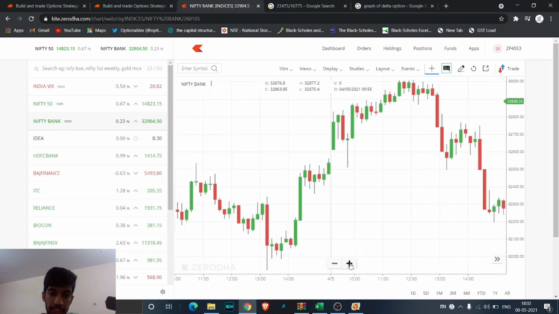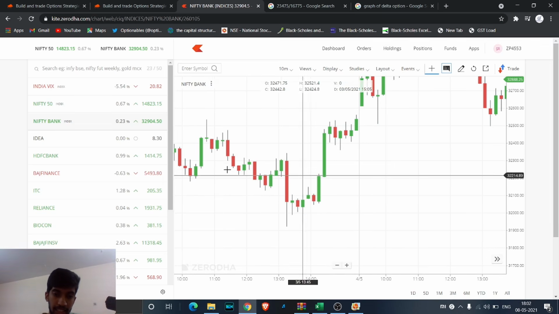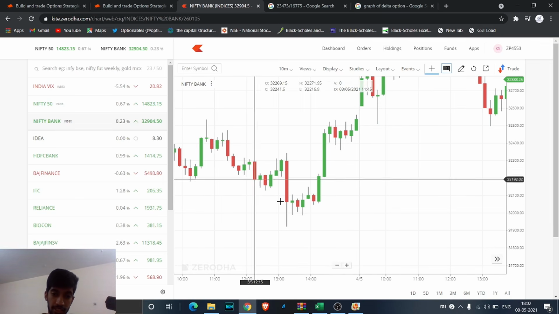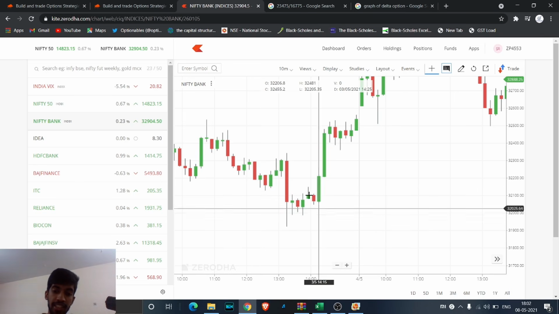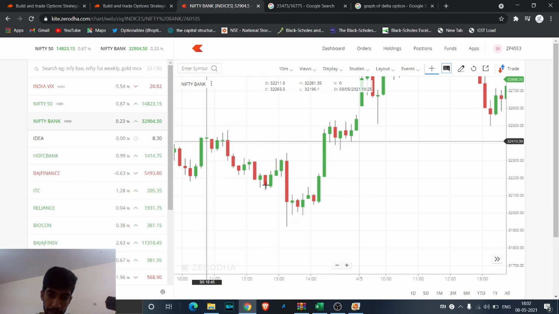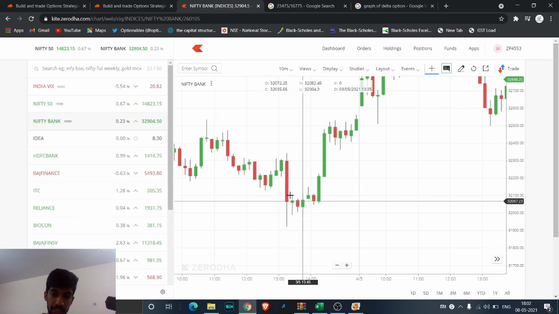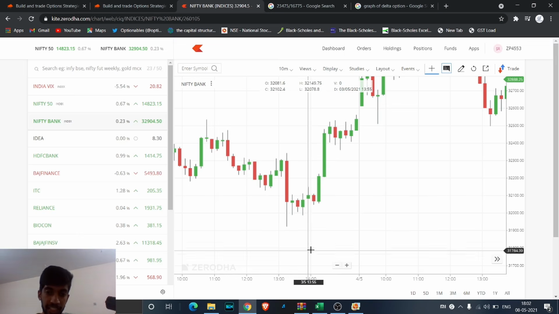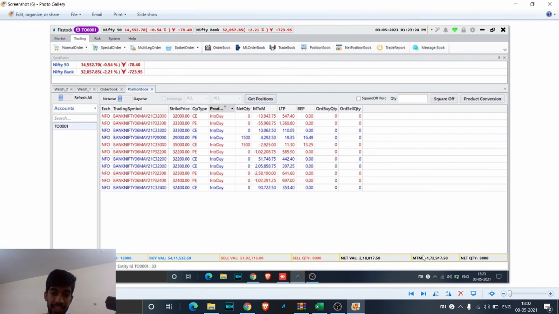You can see here, usually we take afternoon trades, right? So the market fell and there was a bounce back. It came down here, triggered the PE stop loss, bounced back. When there's a V-shaped move like this, which means we will be under loss. And that is what exactly happened here. Since it was a V-shaped move, we booked a loss of 1,72,000.